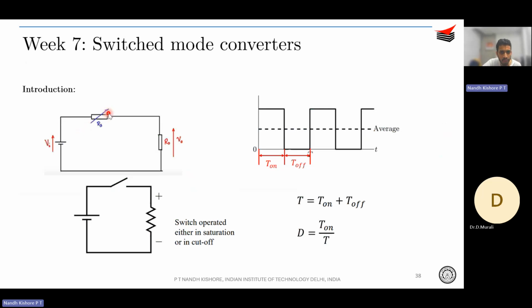Now we will move on to week 7. Okay, that is about the switched mode converters, right?